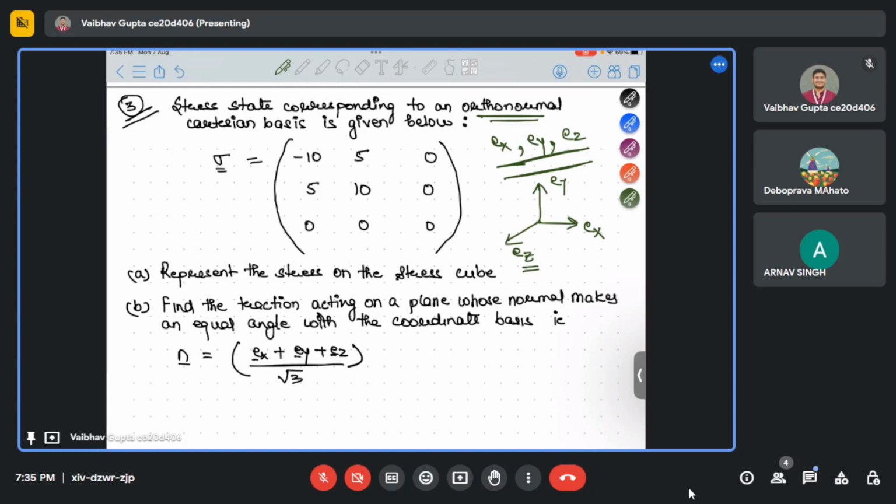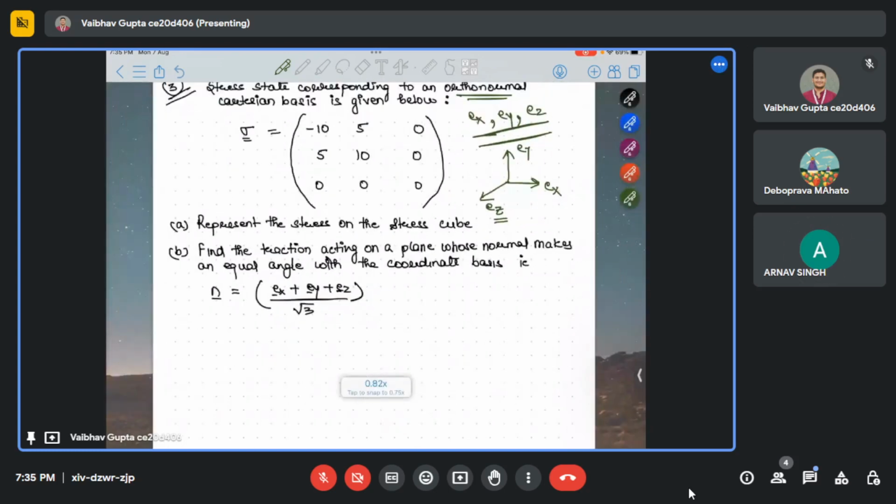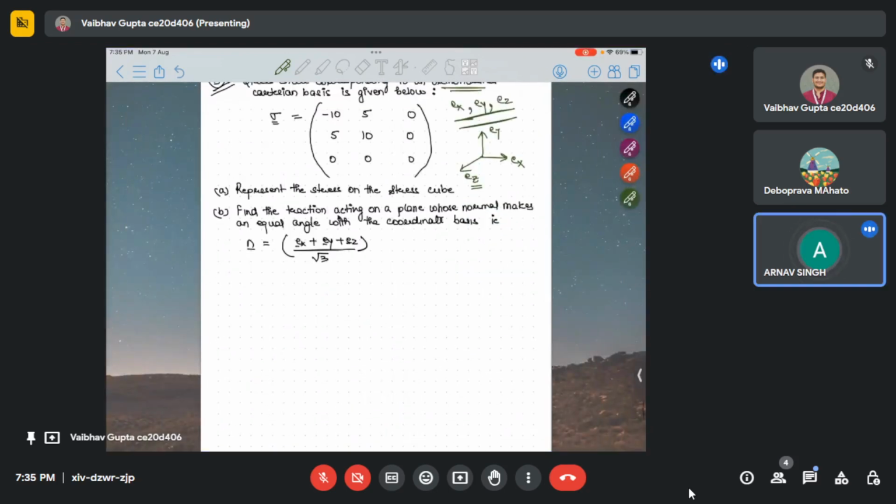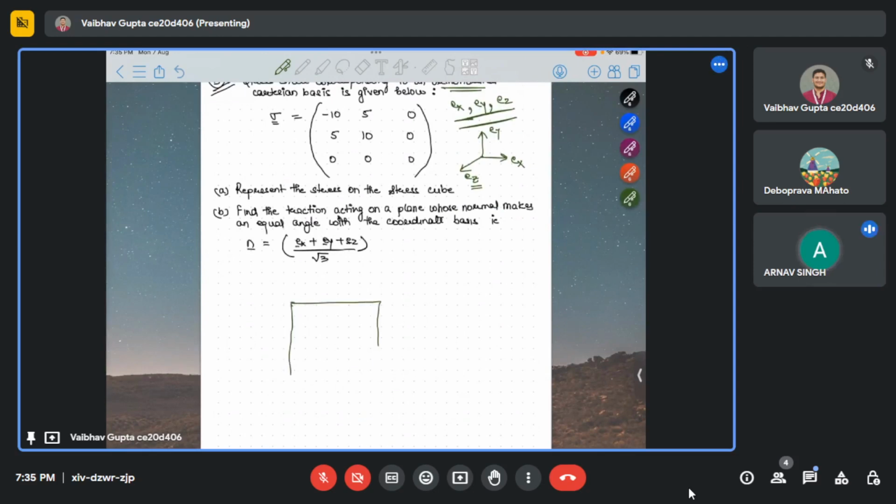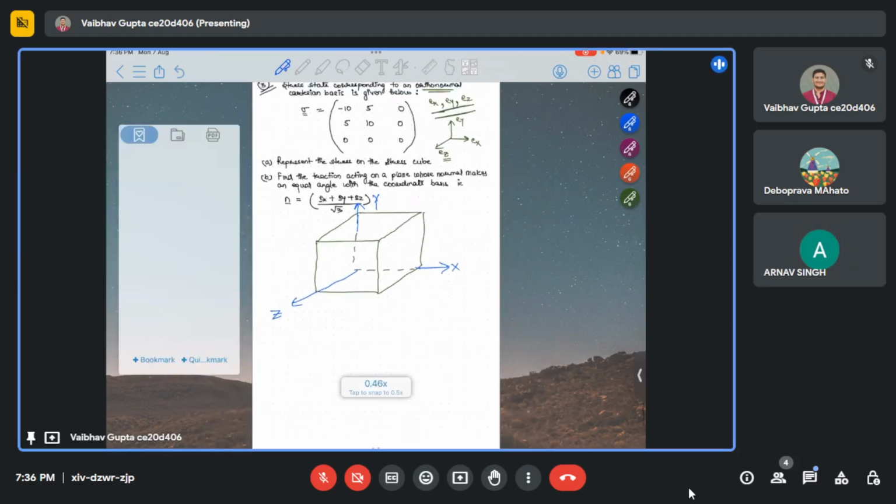So the stress state is given here, and the question asks us to represent the stress on the stress cube. So we'll draw a cube. You just tell me the directions. I'll draw the Cartesian system for a second. This is y, this is x, this is z.